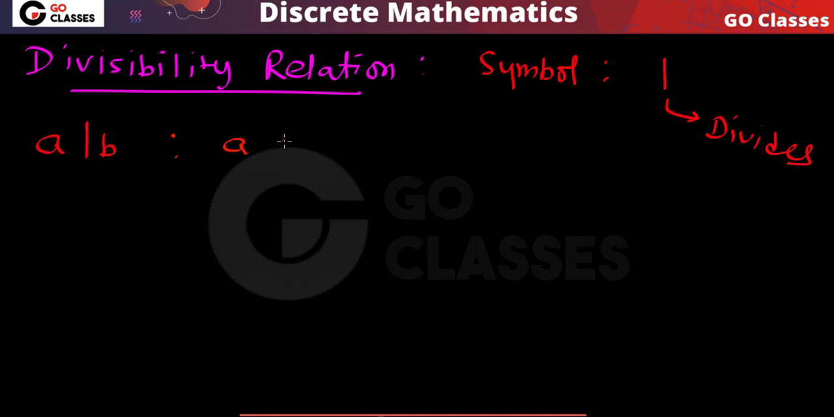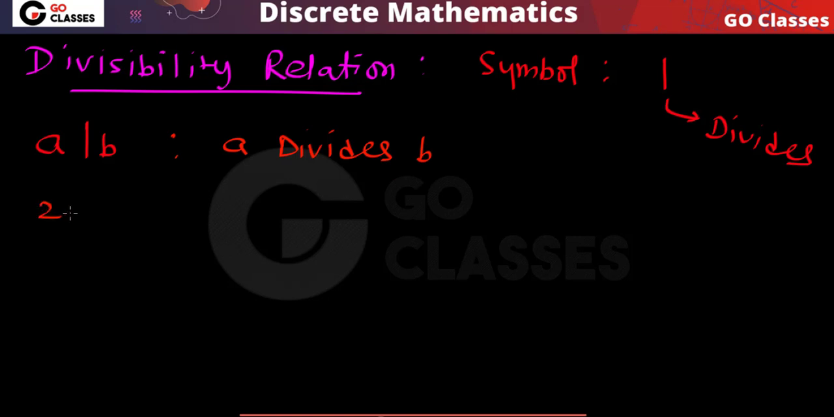Now the important question. Before I ask you this question, let's understand the definition of divisibility. What is the definition of the divisibility relation? Remember the symbol for the divisibility relation, this is the symbol. This symbol we call divides. This means divides. What does it mean? For example, if I say A divides B, it simply means A divides B.